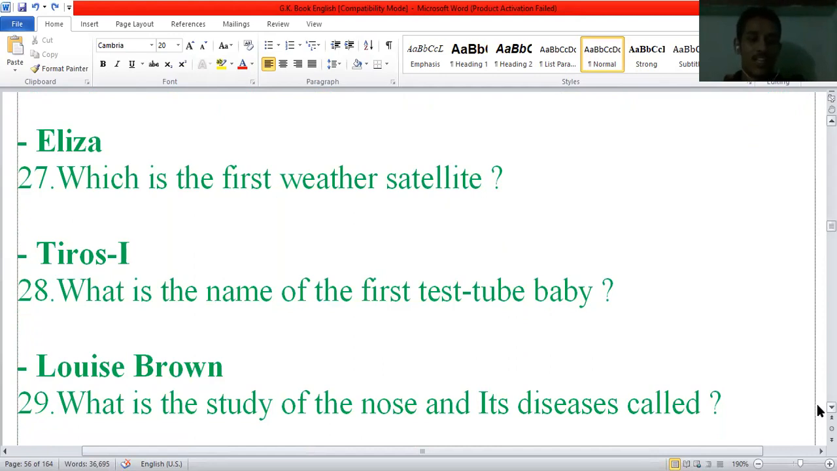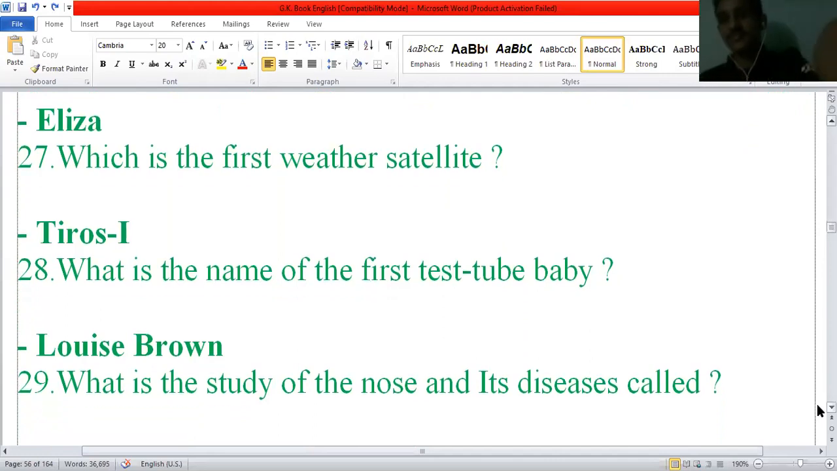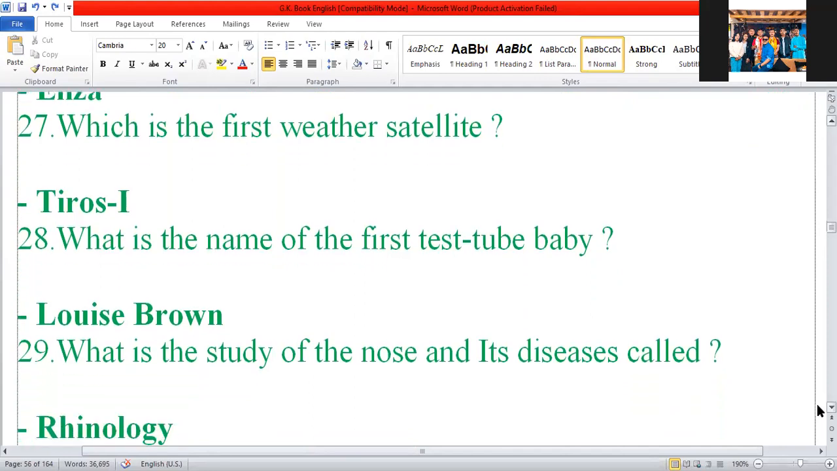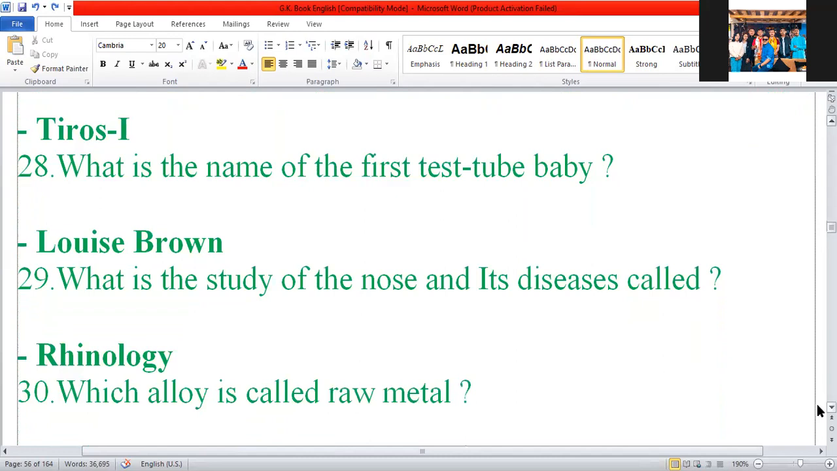What is the study of nose and ears disease called? Neurology, rhinology. Exactly correct.